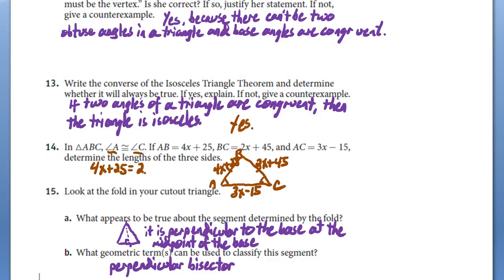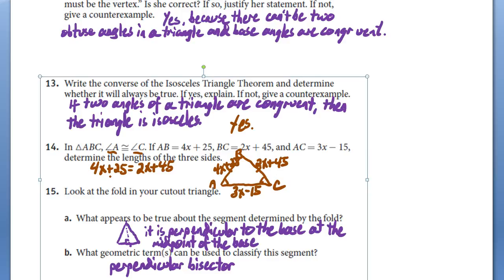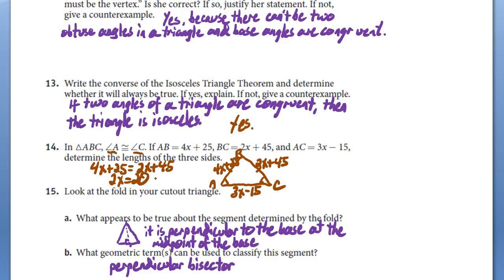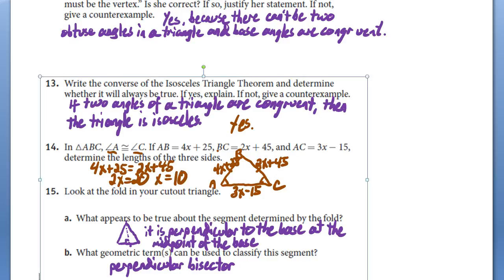Drawing the picture helps us to know how to build this equation. Notice that the base 3x minus 15 isn't in our equation. If we hadn't drawn the picture, we maybe wouldn't have been able to get the equation. This creates 2x equals 20, therefore x equals 10. And once we have the answer for x, you can substitute it in here, here, and here to find the 3 sides.